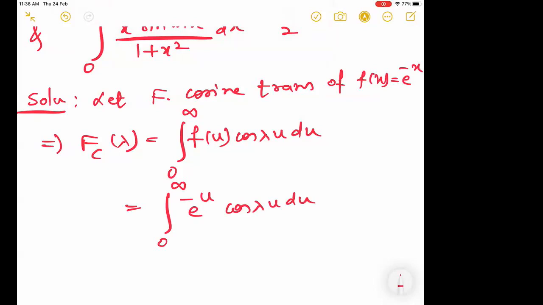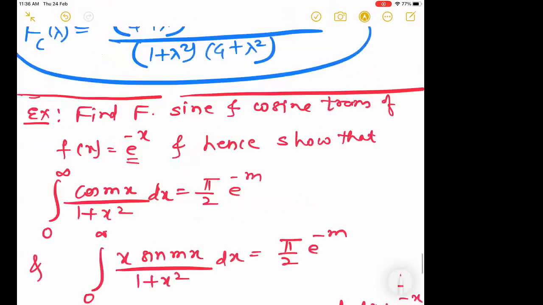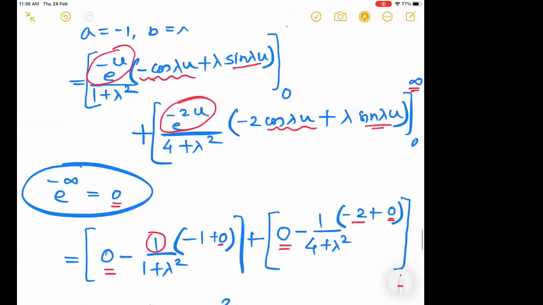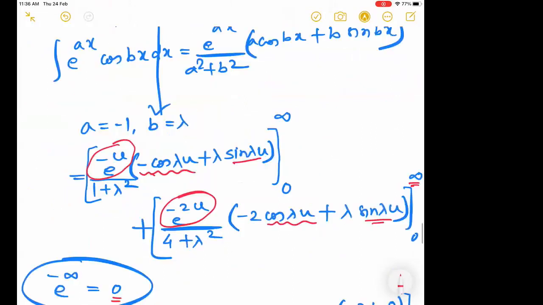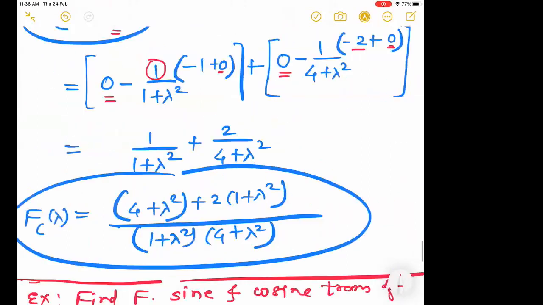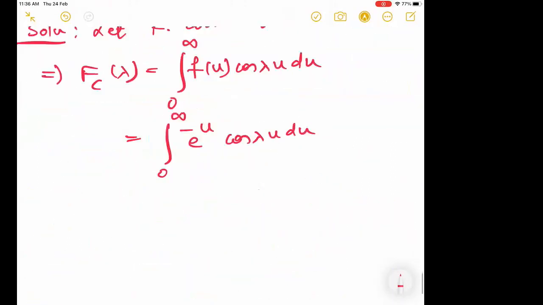And just now we have calculated this answer in the previous example. What is the answer for this one? The same result was there, no? 0 to infinity, this one. What is the answer for the first expression? 1 upon 1 plus lambda square. Correct. So this is your Fc(lambda). I'm not simplifying again because it is there already in the above example. So the answer is 1 upon 1 plus lambda square.